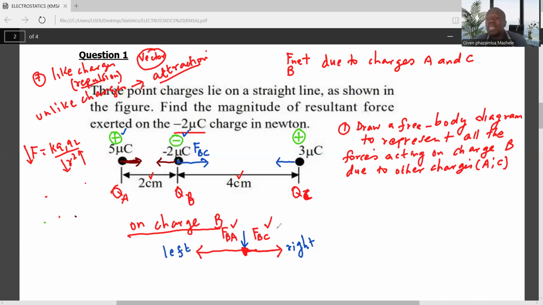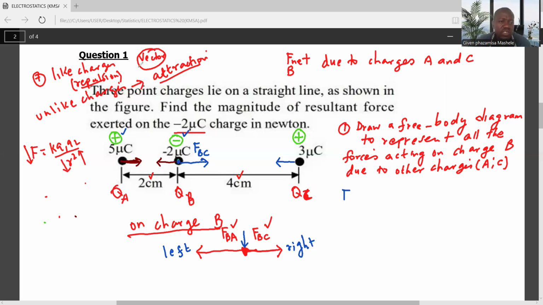Because of that, it means we are going to end up subtracting because they're not moving in the same direction. So first of all, we have to calculate the force on B due to A, and also calculate the force on B due to C. To do that, we're going to use the Coulomb's law formula, which says the F.